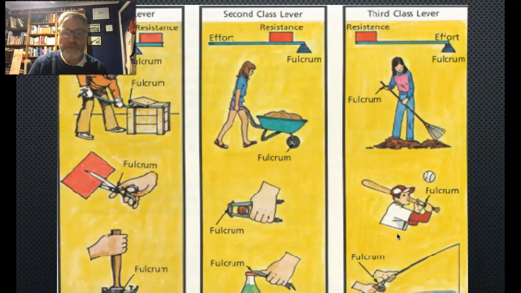So very useful things. Now there's some examples there. So you've got someone using a crowbar, scissors, using a hammer to get a nail out. These are all first class. Wheelbarrow, nutcracker, taking the top off a bottle. All examples of second class. And the third class levers, we've got a person raking, fishing line, and this person hitting a baseball.